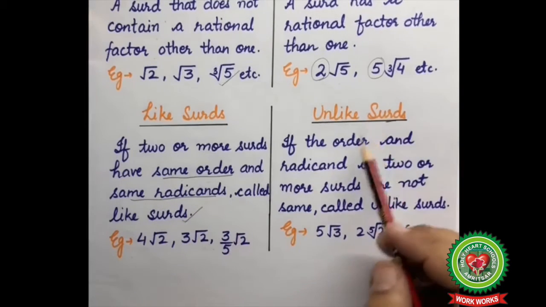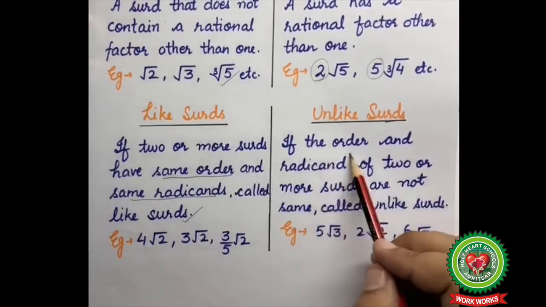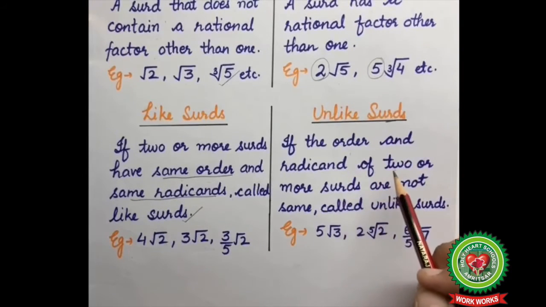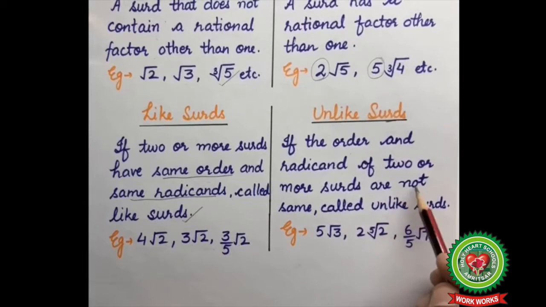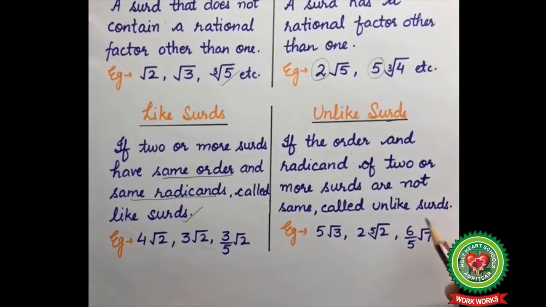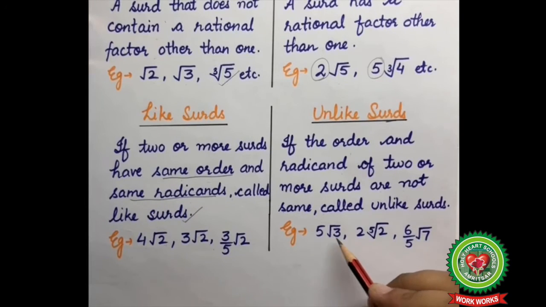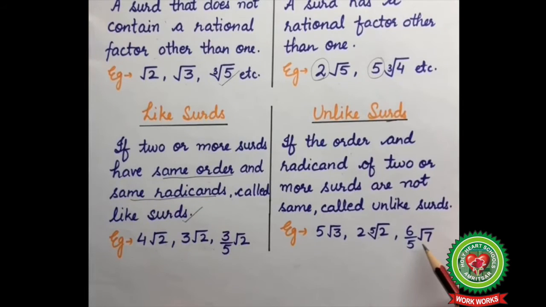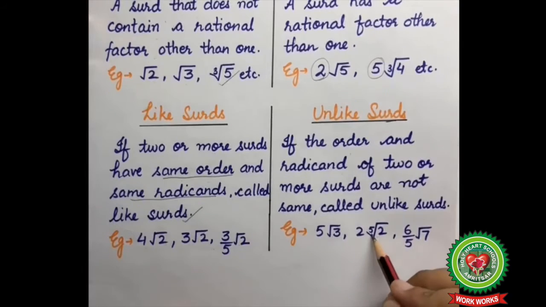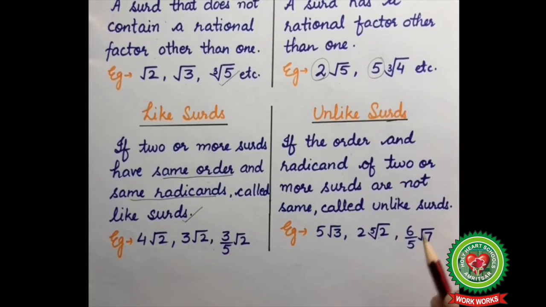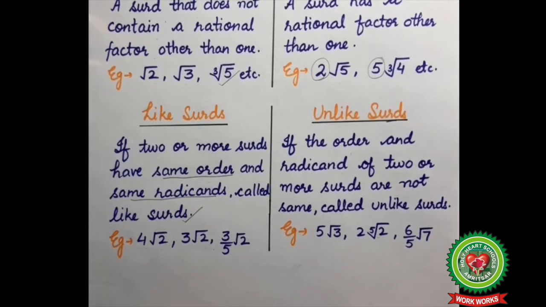Now what are unlike surds? If the order and the radicand of 2 or more surds are not the same, then they are called unlike surds. For example, 5 square root of 3, 2 fifth root of 2, and 6 upon 5 square root of 7. Now in this case, neither the order is the same nor the radicand is the same. The radicand is different and the order is also different. So they are called unlike surds.